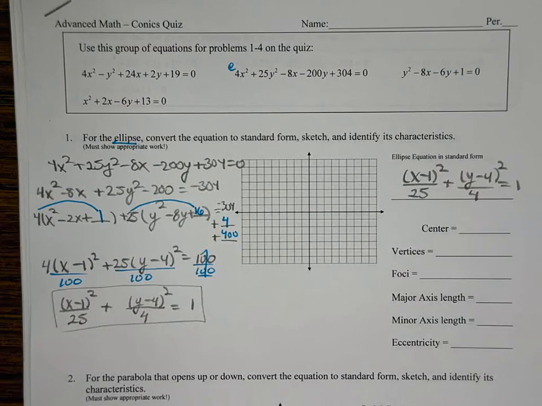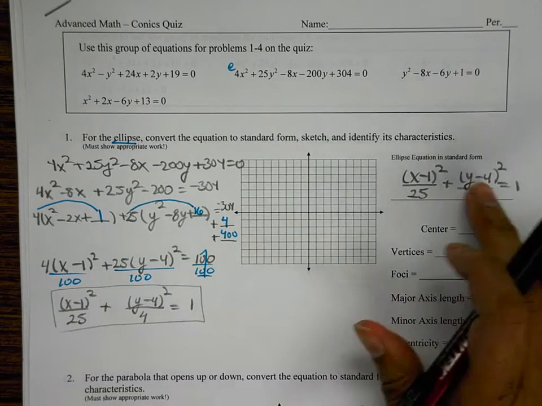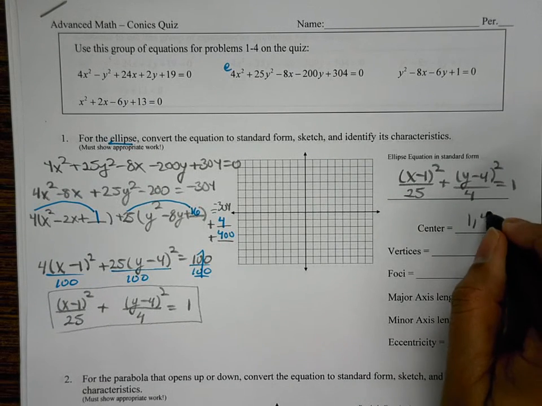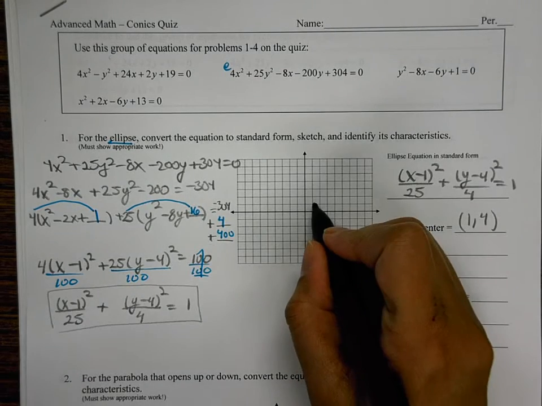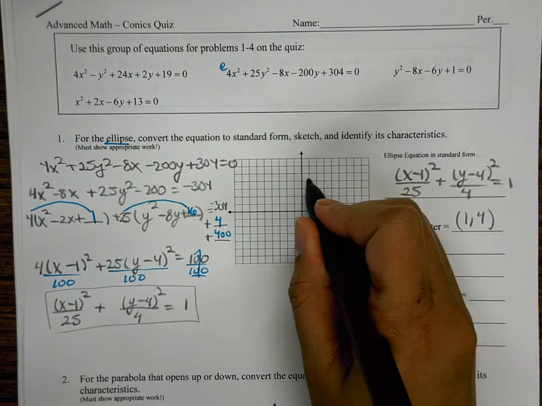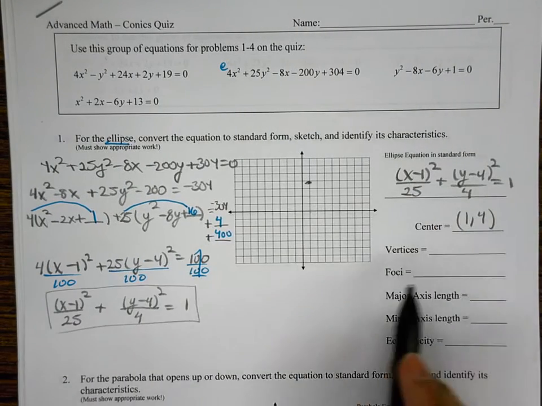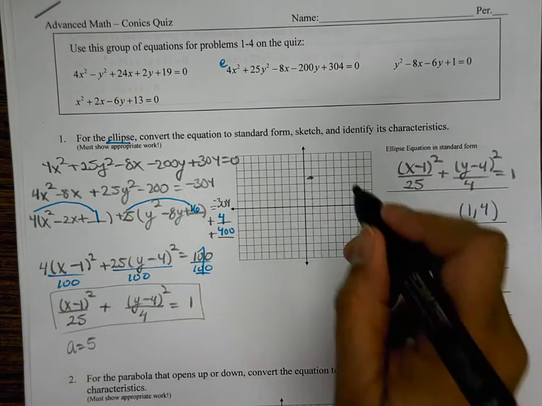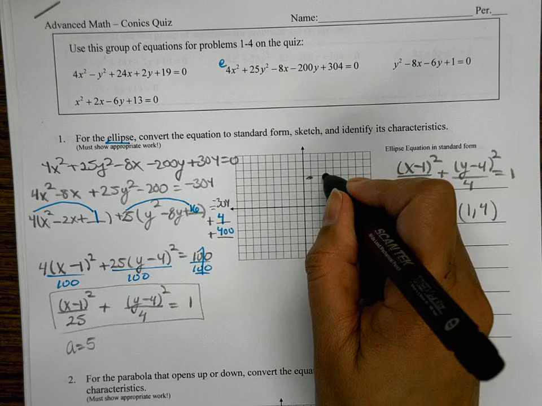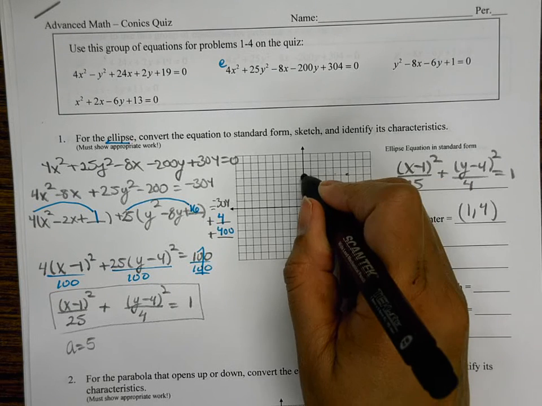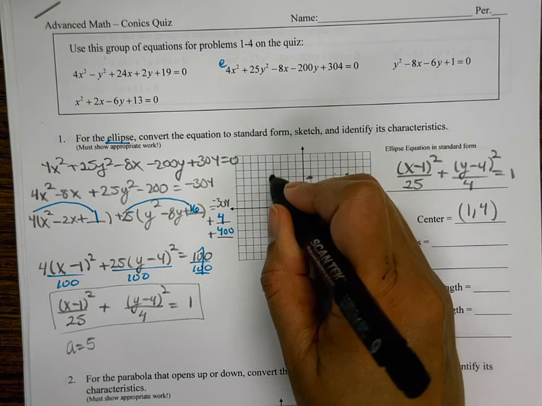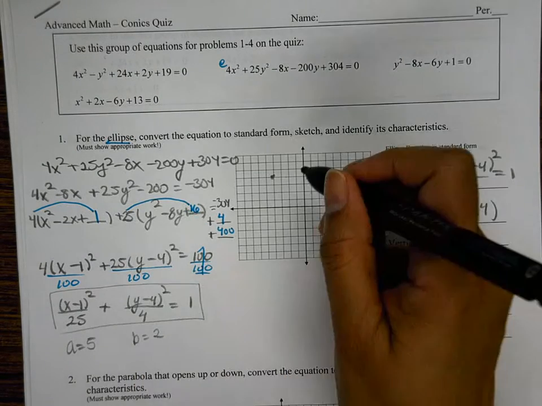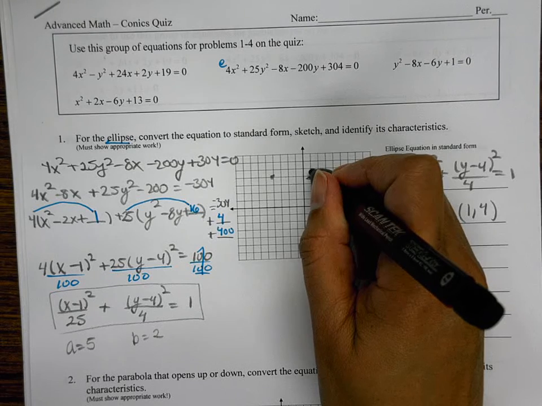Center. Opposite of the inside, outside stays the same. x stays with x, y stays with y. So 1, 4. Your a is the right and left with the x, that is 5. So I'm going to go right and left 5. And the b value is with the y, and that is 2. So I'm going to go up and down 2.